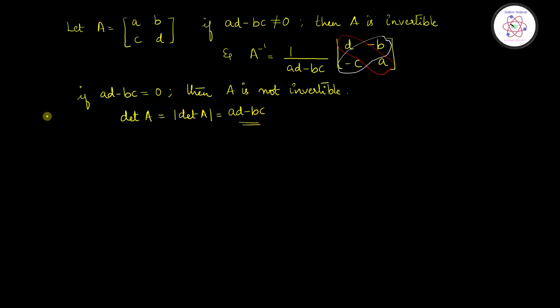So let me give you a problem and let's try to solve this. Find the inverse of A equal to 3, 4, 5, 6. So the first task for you before you find the inverse is just check if the inverse is possible or not. That is, to check if it is invertible or not. So let me compute the determinant first.